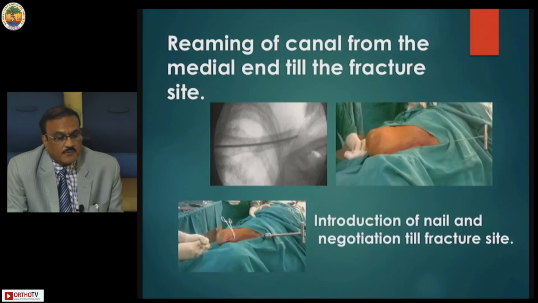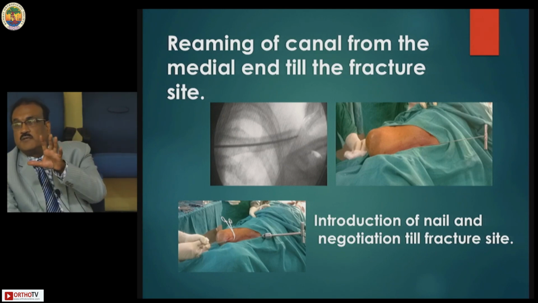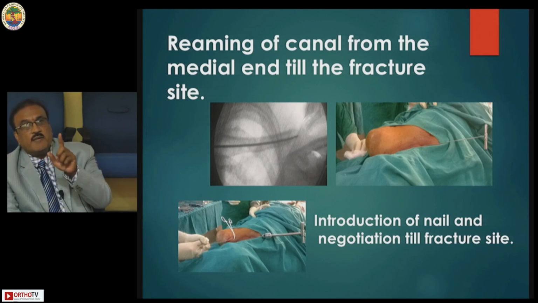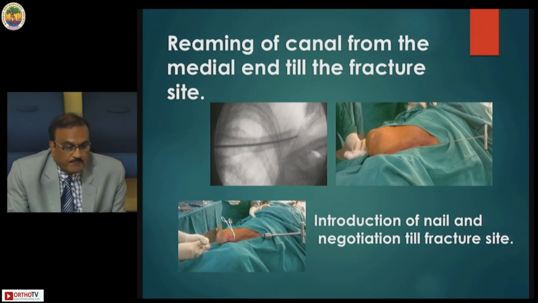Reaming of the canal from the medial end till the fracture site. There are 2 mm and 2.5 mm flexible reamers available, even forearm reamers you can use. Unless you ream and assess the canal, don't put the nail, otherwise it will hit and probably it will not go. Because if you are not able to negotiate more than 2 mm, it is better to open and do a plating, don't do a nailing. So it must accommodate more than 2.5 to 3 mm.